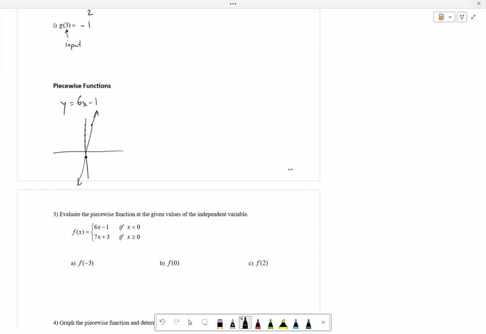And you remember from geometry, for a line, how many points do you actually need to determine a line? You just need 2. Although there are an infinite number of points on that line, you just need 2 points to determine that line. So now that I have these 2 points, I can draw a pretty accurate line. And now I'm going to graph this other one, f of x equals 7x plus 3.